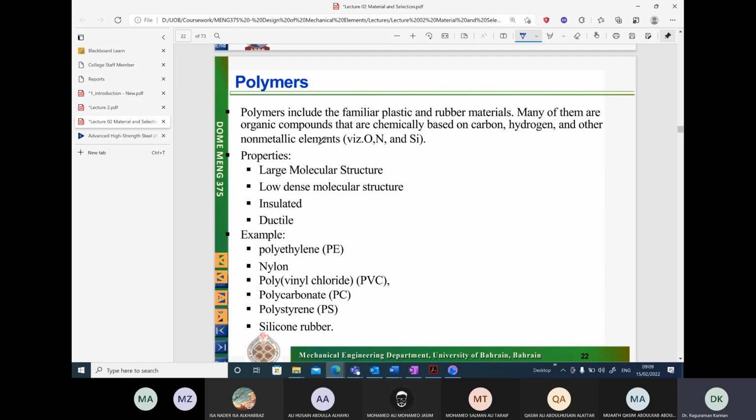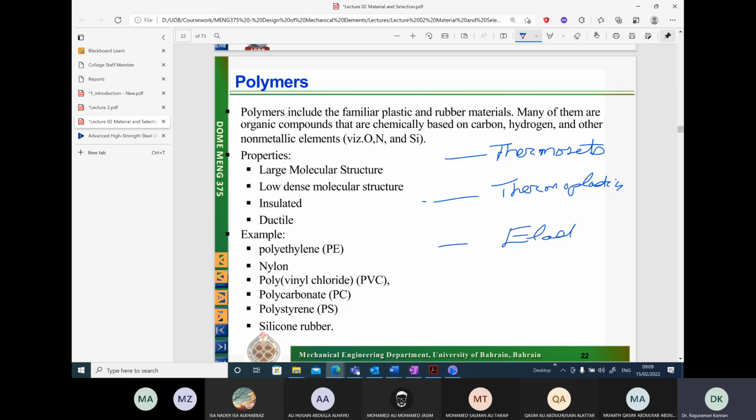Okay, so this is another category, polymers. You might have seen specifically all the plastics which you use in switches, etc. These are all made out of polymers. Polymers can be usually classified into three categories. One is thermosets, another is thermoplastics, and then the third category is elastomers. Usually these are naturally occurring materials. Thermosets, you might have seen, these are the materials.